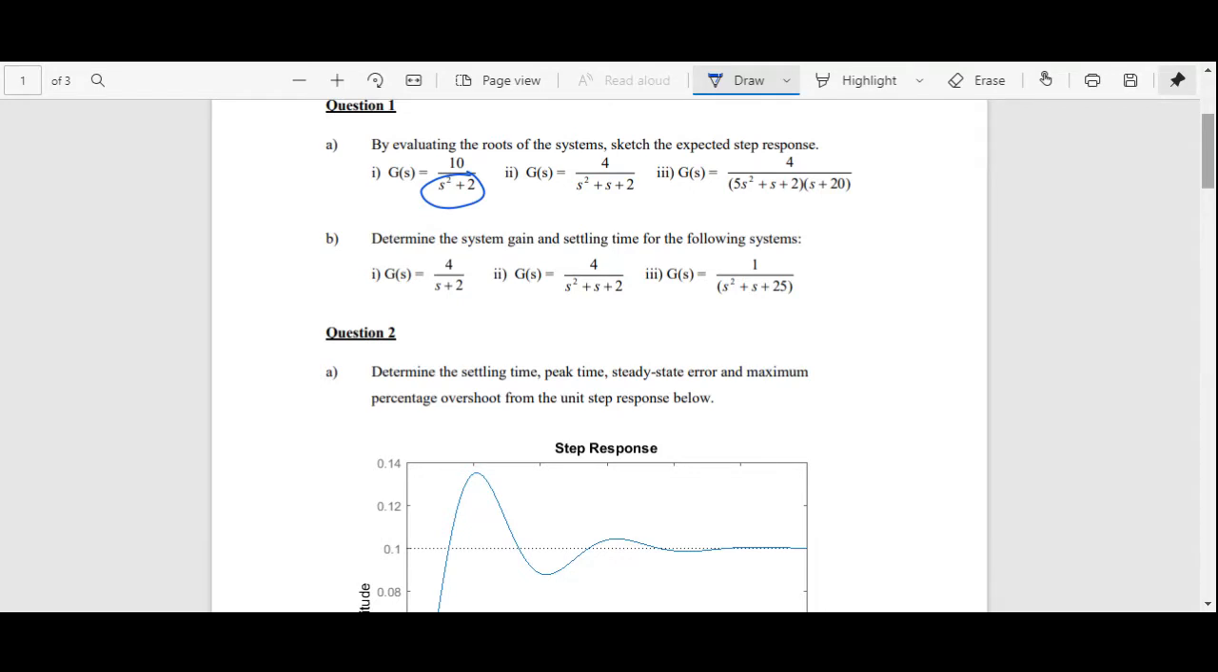But when the system has a pole that is sitting on the imaginary axis, remember, the system will oscillate with what? Constant amplitude. And we don't want that in control systems. So that's exactly what will happen to the system in the first case, G of S in the first case. The system will oscillate with constant amplitude.